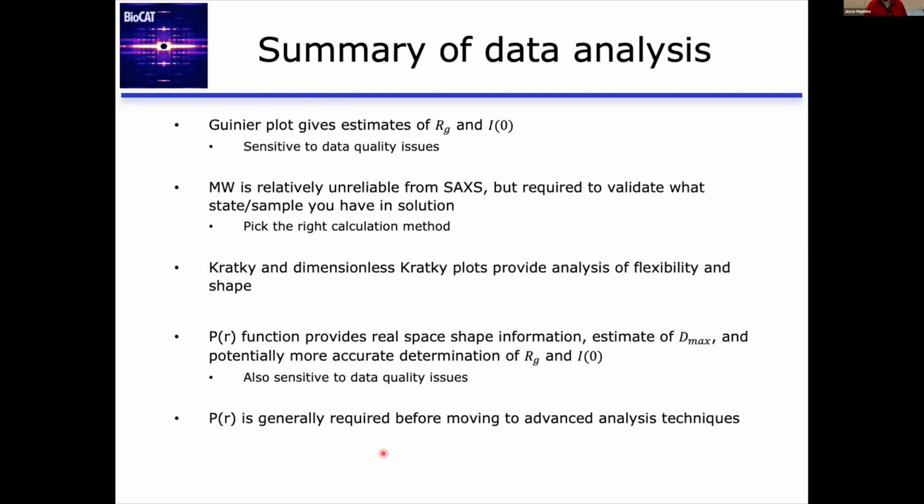In terms of the data analysis, the Guinier fit and plot will give you estimates of the RG and I0, sensitive to data quality issues. Molecular weight is relatively unreliable, but again, you have to use it to validate what's in solution. Kratky and dimensionless Kratky plots provide analysis of flexibility and shape. The P of R function provides real space shape information, estimates of the maximum dimension, and a potentially more accurate determination of RG and I0. And the P of R usually is required before we advance on to various other analysis techniques.